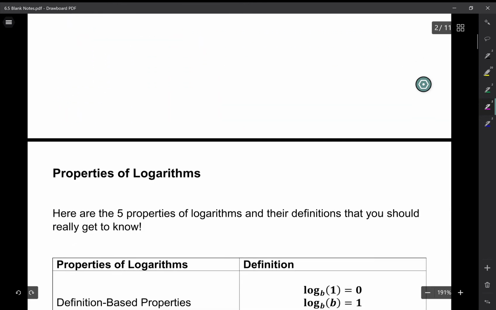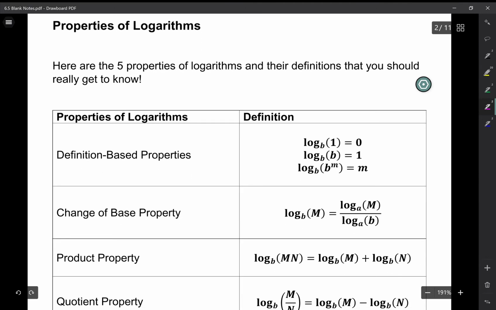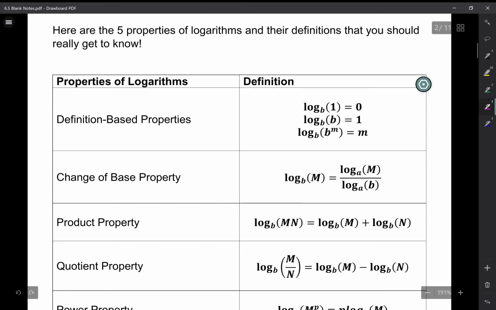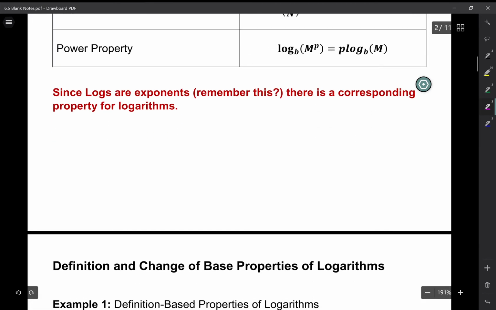This first page is really a reference sheet for you. I'm going to go through each of these properties one by one with examples, so I'm not going to read through them now, but this is a really great place to look for all the properties of logarithms in one place.